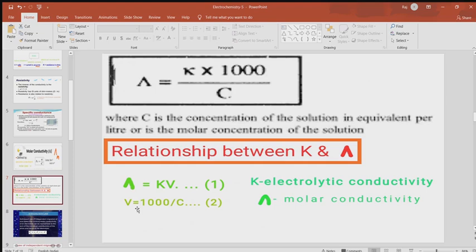That is the volume in which 1 mole of electrolyte is present in the solution. Then this value of V will be substituted in this equation. Therefore lambda is equal to 1000 multiplied by K upon C. This is the relationship between electrolytic conductivity K and molar conductivity, where C is the concentration of solution in equivalent per liter or molar concentration of solution.